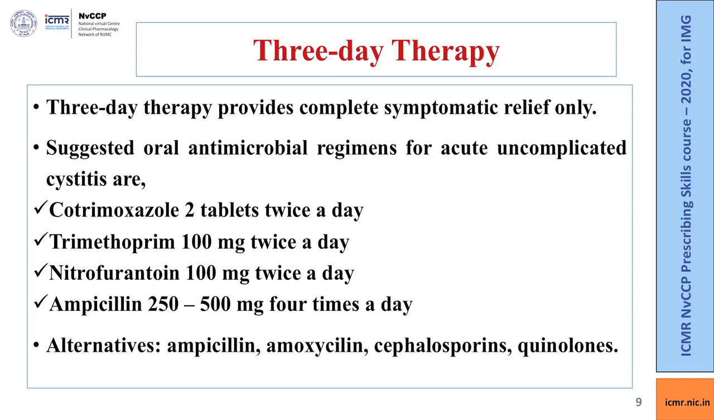While prescribing, keep in mind the following oral antimicrobial regimens suggested for acute uncomplicated cystitis, which are cotrimoxazole 2 tablets twice a day, trimethoprim 100 mg twice a day, nitrofurantoin 100 mg twice a day, or ampicillin 250 to 500 mg 4 times a day. Ask appropriate history before initiating the above regimens. For patients who are allergic to sulfa containing drugs, or in case of pregnant women, ampicillin, amoxicillin, cephalosporins or a quinolone is the appropriate alternative.